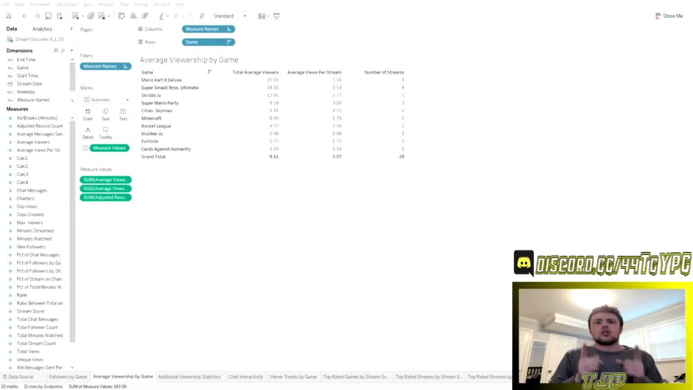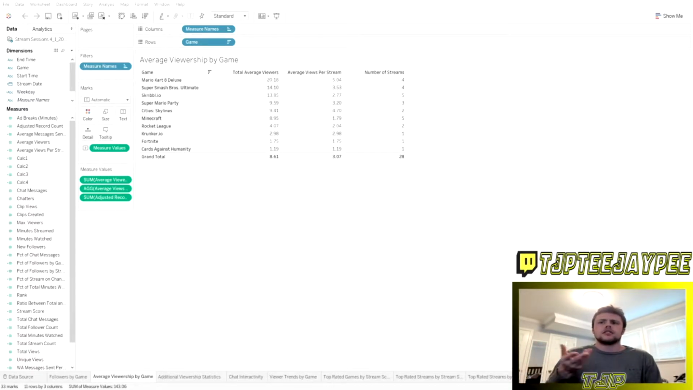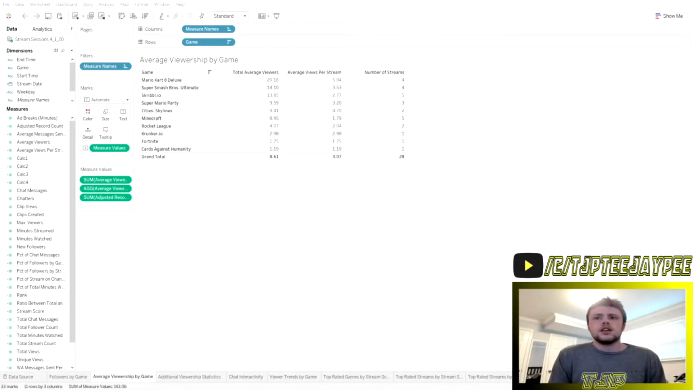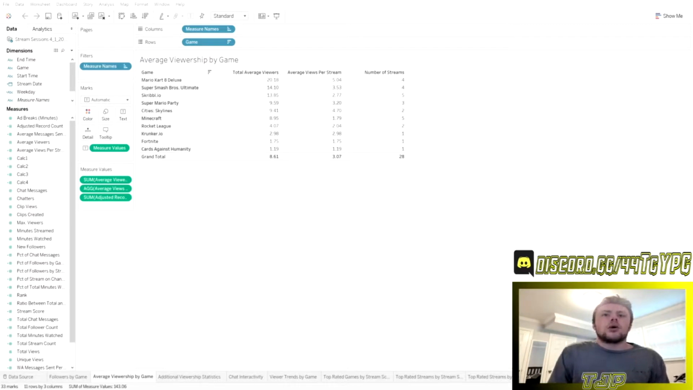So as you can see here, the total average viewers is actually a sum. The way that Tableau aggregates data with measures, they think that, okay, by default, we're going to read this as a sum. So I had to make a separate calculation, average viewers per stream. That's basically just taking the total average viewers, dividing that by the number of streams to get my actual average viewers per stream. And of course, Mario Kart 8 Deluxe is at 5.04.